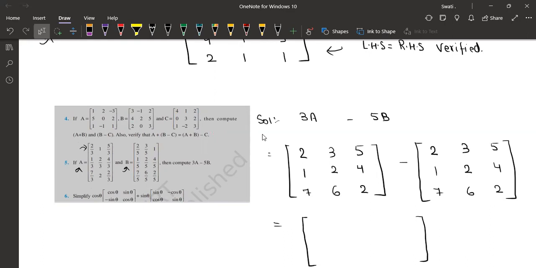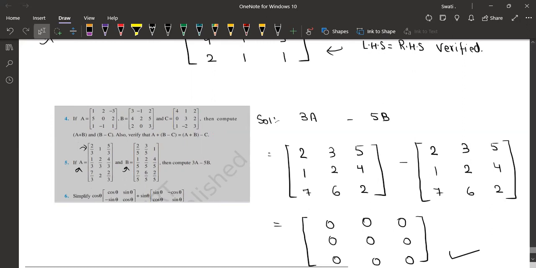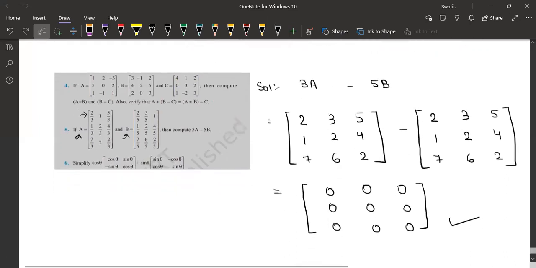So 2 minus 2 is 0. 3 minus 3 is 0, 5 minus 5 is 0, 1 minus 1 is 0, 2 minus 2 is 0, 4 minus 4 is 0, 0, 0, and 0. So this is a zero matrix. This is also called a zero matrix when all the entries are 0. And we are done. If you see question number 5, it looks like, oh, this is so big, how to solve this, but it is so simple, okay?